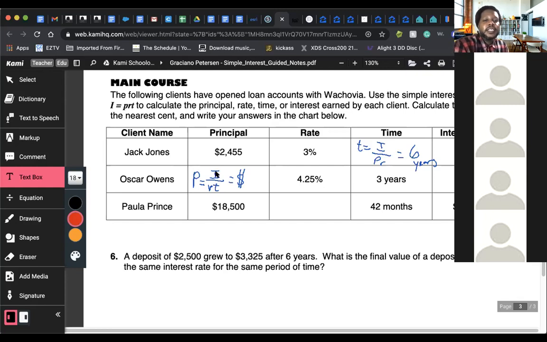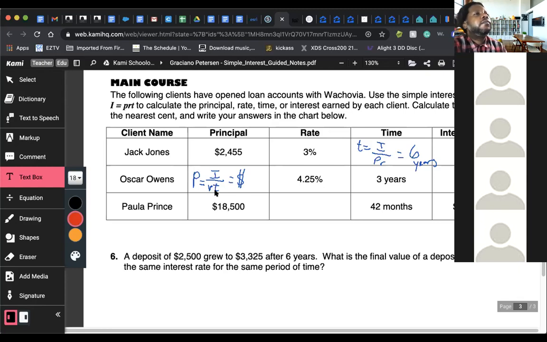We have to do 663 divided by 0.0425 times 3. I got 1938. So I think you got 1938.